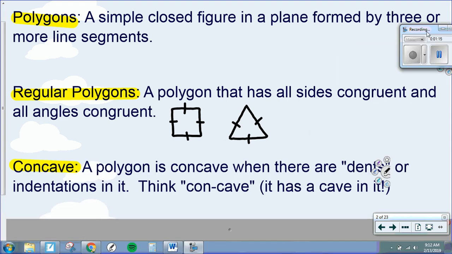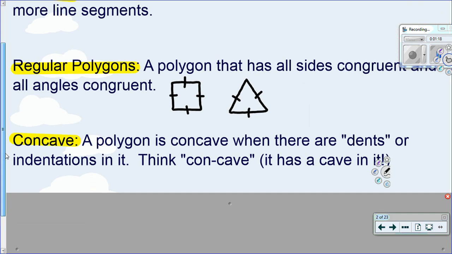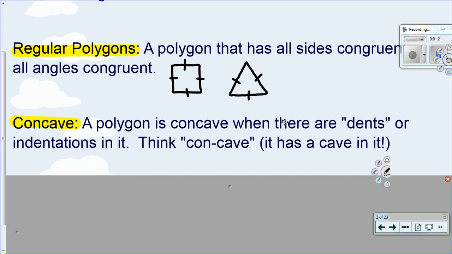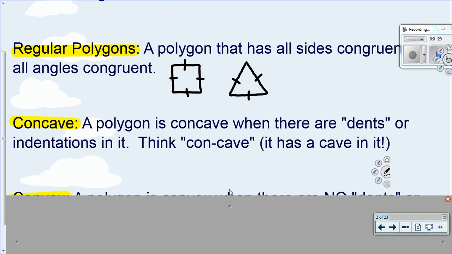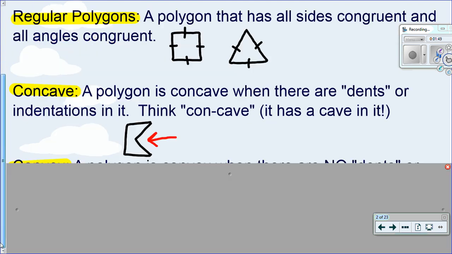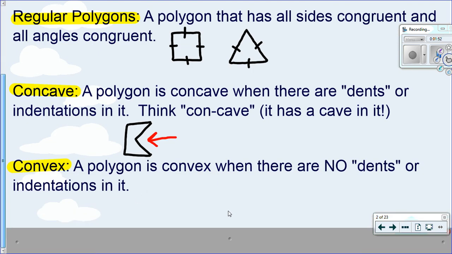Our third vocabulary word is concave. Concave is a polygon where there are dents or indentations in it. When you think of concave, think it has a cave in it. For example, if I have a shape like this, right here is what makes it concave. And our last vocabulary word is convex, which is a polygon where there are no dents or indentations in it.